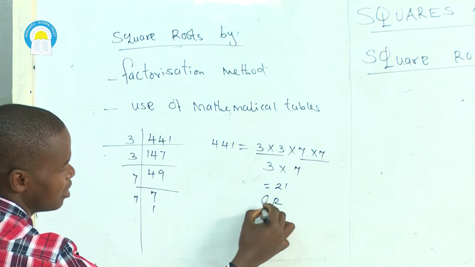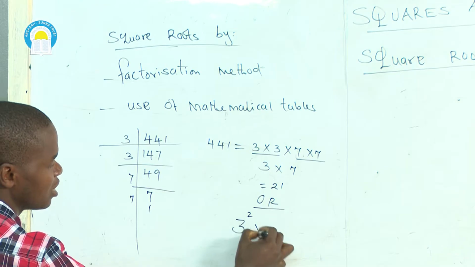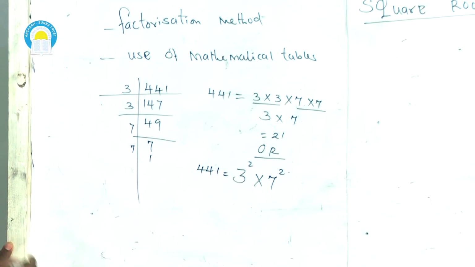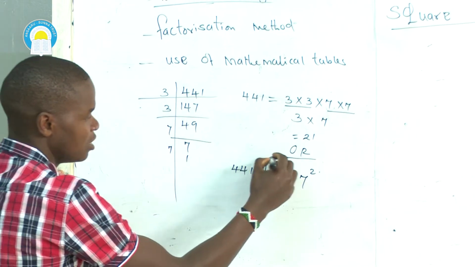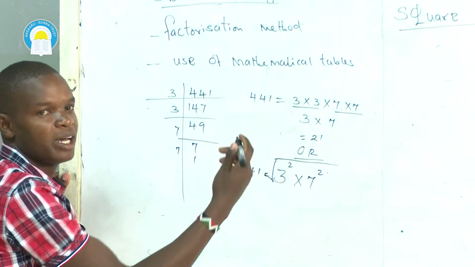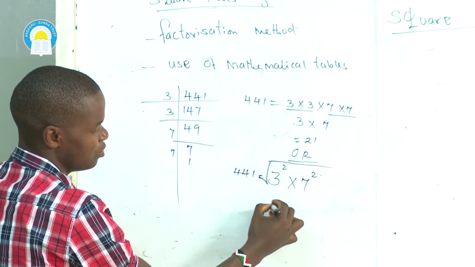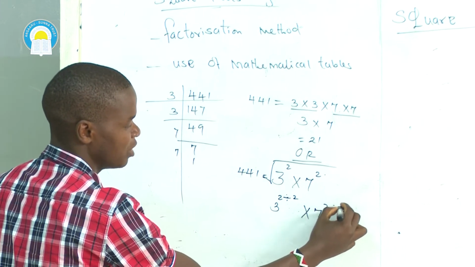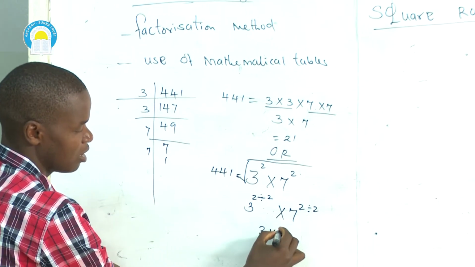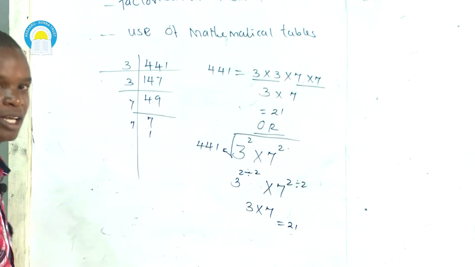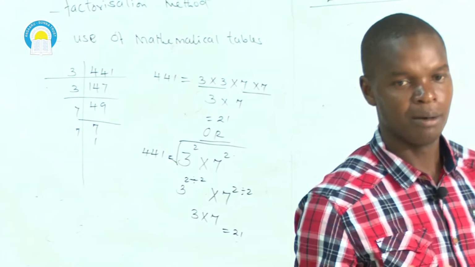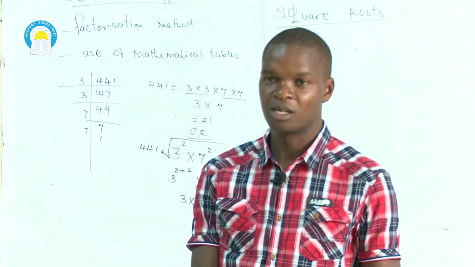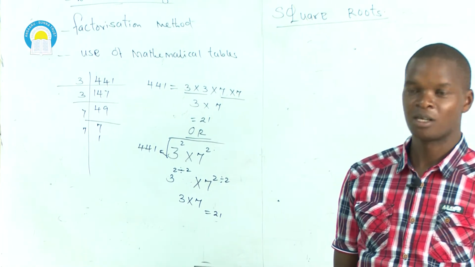Or you can say it's 3 power 2 times 7 power 2 when you write 441 in factor method. Finding the square root of this simply means dividing the power by 2. Divide this power by 2, so it's 3 power 2 divided by 2 times 7 power 2 divided by 2. This gives you 3 times 7, which is 21. That's how we find the square root of a number by factor method. Also, we said you can find the square root of numbers by use of mathematical tables.